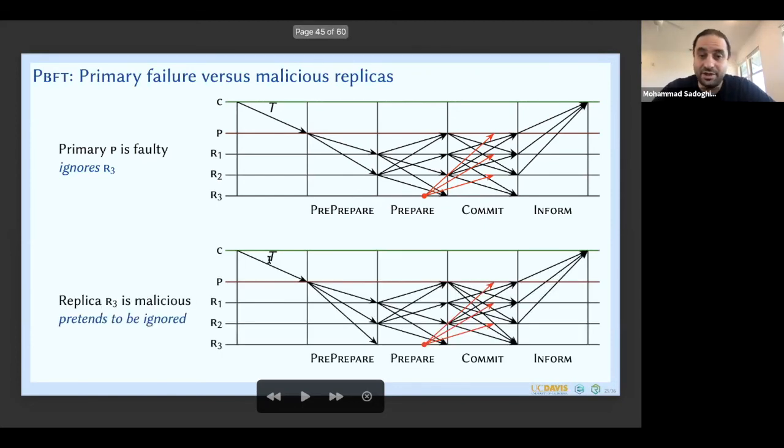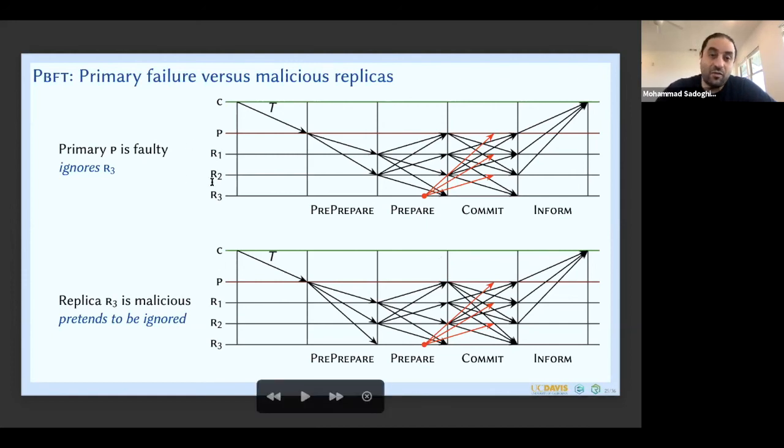But similarly, it's possible that the primary did in fact send a message to R3, but R3 was the one who was malicious. And R3 just told everybody, I'm not getting any messages from the primary. So in fact, from the perspective of R1 and R2, these two cases are identical. When R3 says, I haven't received anything, it might be the case that R3 is lying, or it might be the case that the primary never sent anything to R3.